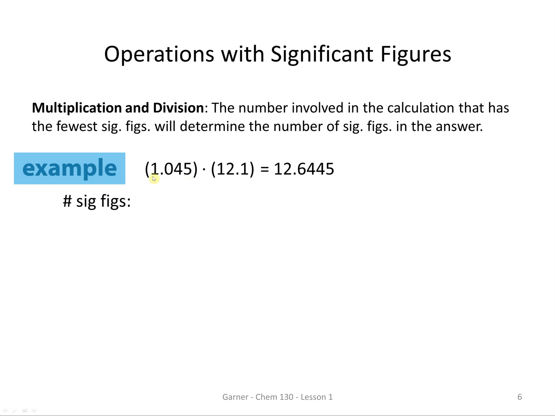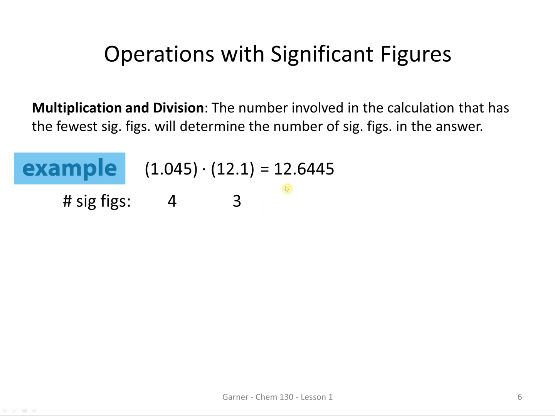In this first value, I know that the 1, the 4, and the 5 are significant because they're non-zero digits. So those three digits are all significant. The 0 that comes between them is also significant because any 0 that comes between two significant digits is itself also significant. So this first value here contains 4 significant figures. The other value involved in the calculation, 12.1, has 3 non-zero digits, so all of these digits that we see here are significant digits, all 3 of them.